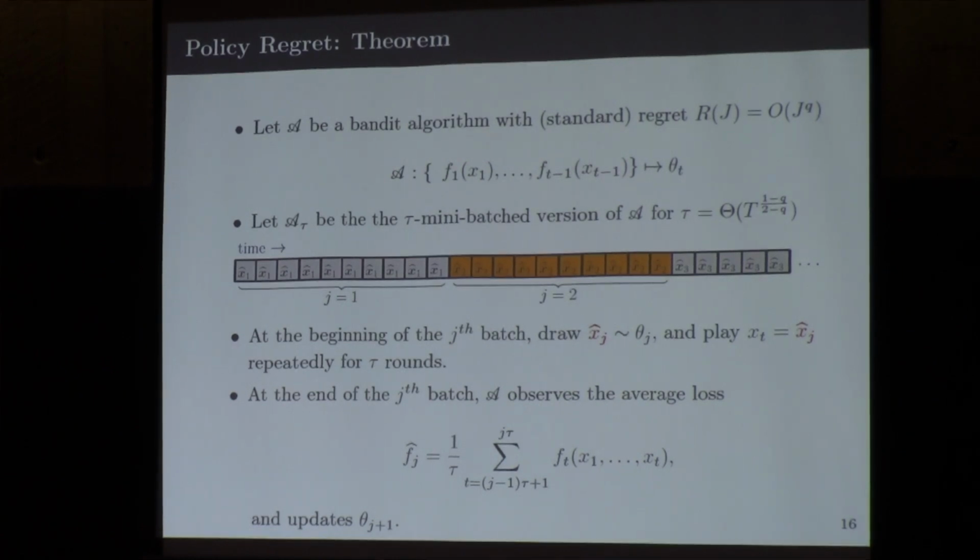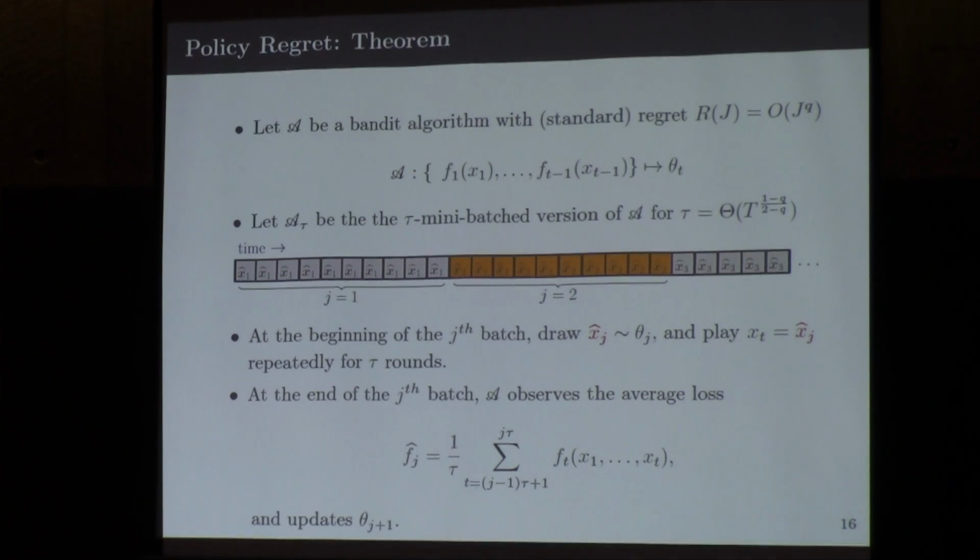So what is theta_J? Theta is basically your distribution from which you're going to sample the action by the algorithm. So I'm thinking of A as just a map from past observations to some distribution on the action set. So everyone's okay?